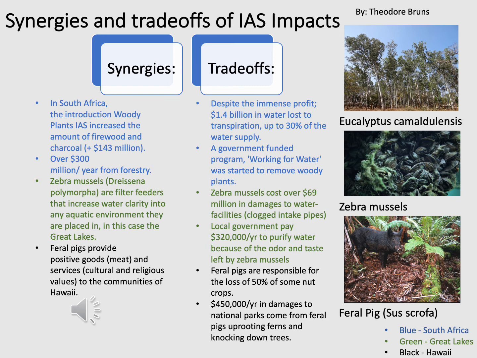And they cost over $450,000 a year in damages to the national parks because they uproot ferns and they knock down trees, and when they knock down trees, they carve them out, and that provides moist breeding grounds for mosquitoes, which then carry deadly diseases throughout the island.